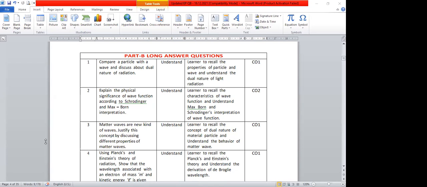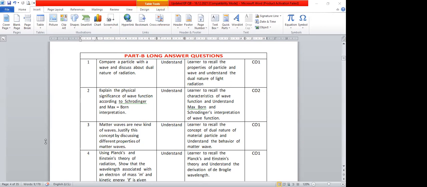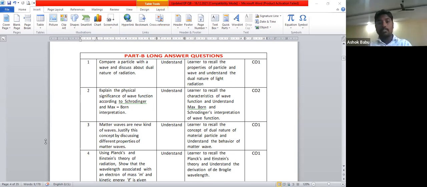That is one more point. But we can't say using these three points that matter waves are a new kind of waves. Using the fourth property we discussed in the classroom, we can say matter waves are a new kind of waves, because of the fourth property about the charge. What is the fourth property about the charge of the matter wave? Sir, matter waves are independent of charge. Using that property, we can say that matter waves are not electromagnetic waves; they are a new kind of waves.